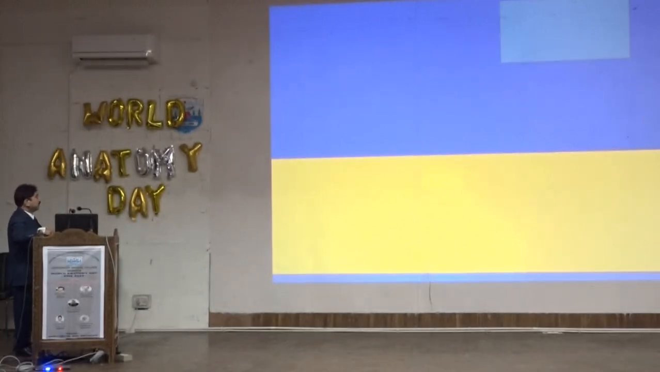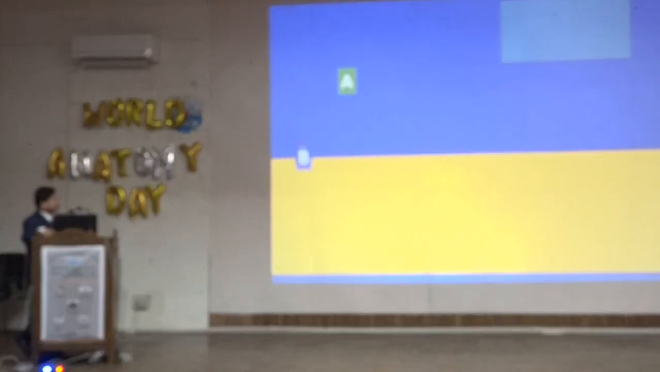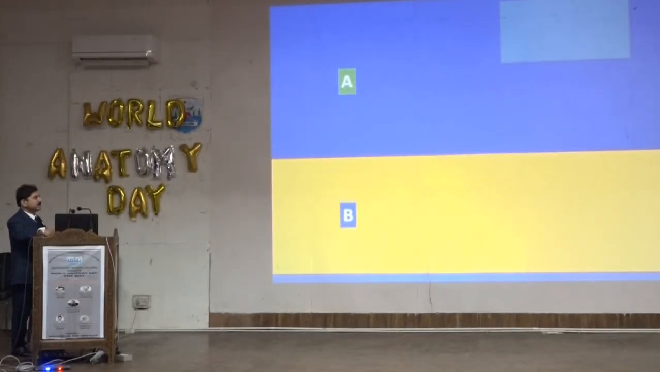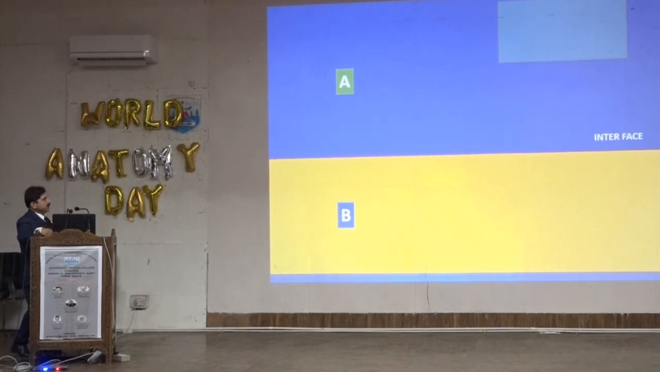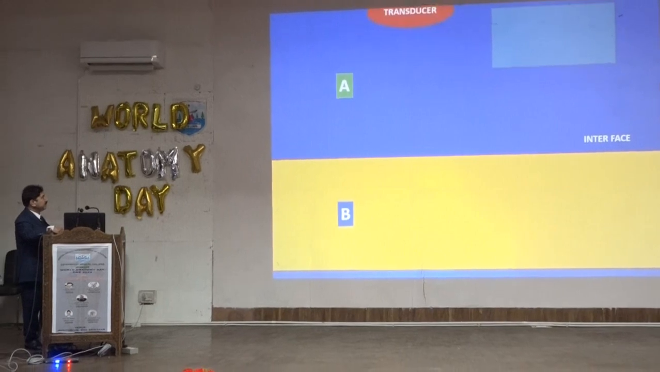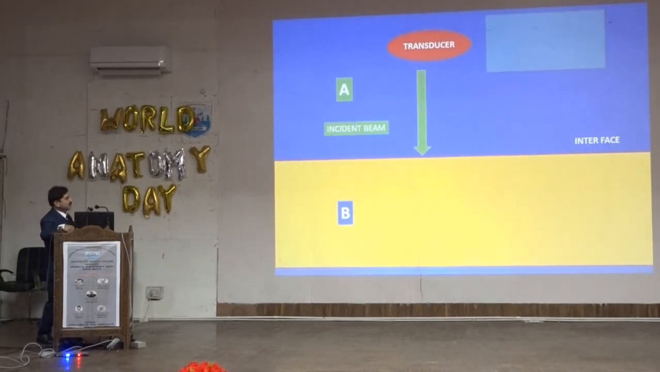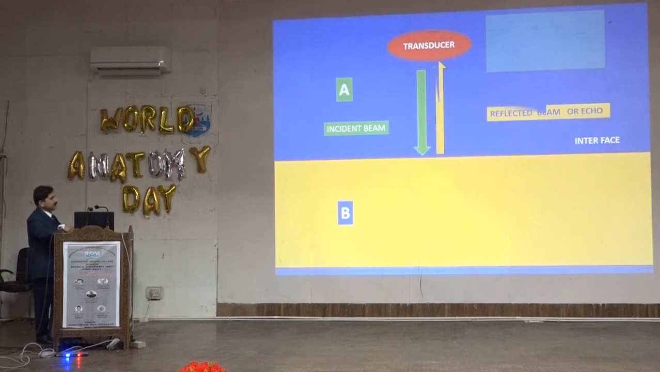So I will try to make it simpler this way. One medium we have is air, another medium is tissues of the body. A stands for air and B stands for some tissues of the body. And between the two is the interface. Now we place a transducer on the surface of the body. It produces an incident beam by converting electrical energy into sound waves. These waves, after striking the tissue, get reflected back, and we call it the reflected beam.